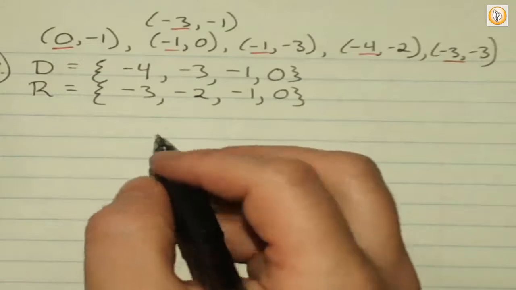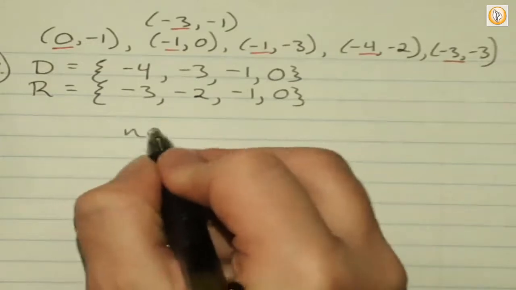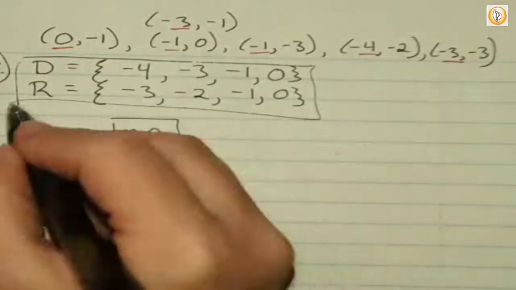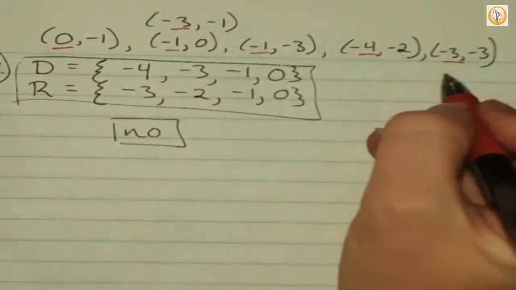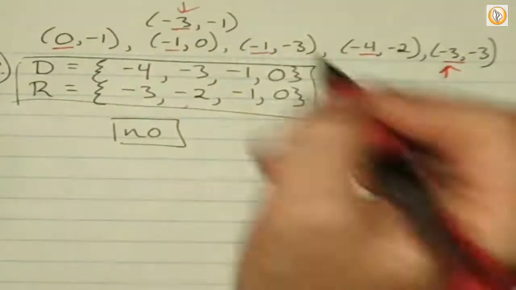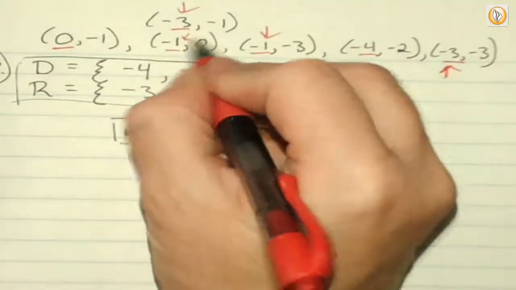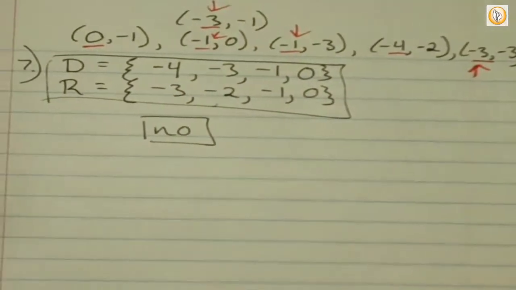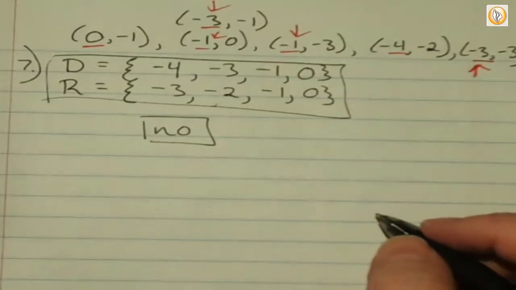Gabby? No, it is not. Why isn't it? Look right here. Here's a repeating x and a repeating x. We have another one here and here. We can't have repeating x's, so it is not a function. Do you understand?